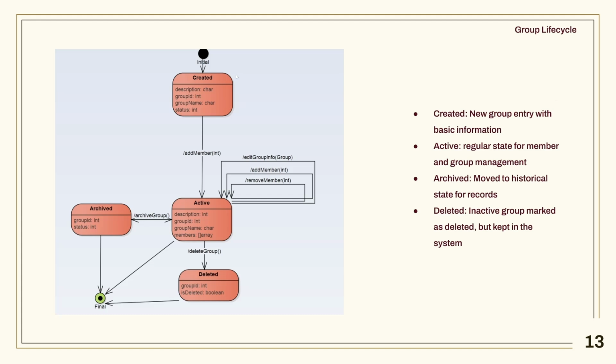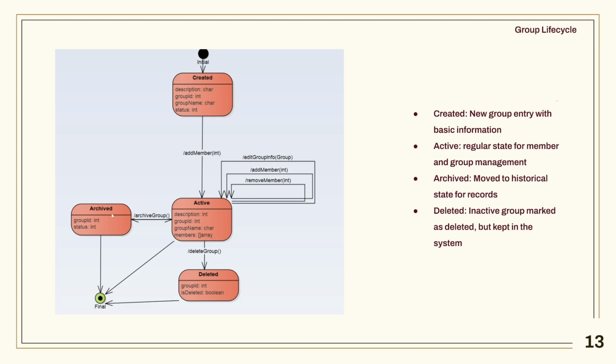And lastly, we have the group lifecycle. When a group is created, it has the group description, group ID, the name, and the status of the group. When the user wants to add a member, it gets activated, and then it has all the properties available that it needs to operate and execute these methods, such as editing the group information, the name or the description, adding new members or removing an existing member, things like that.